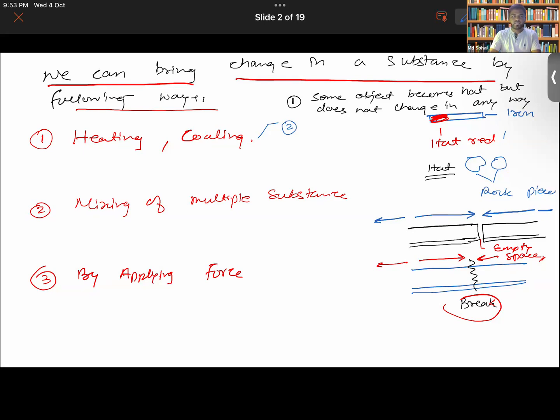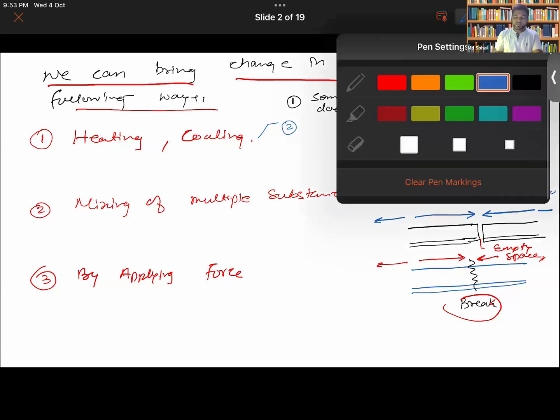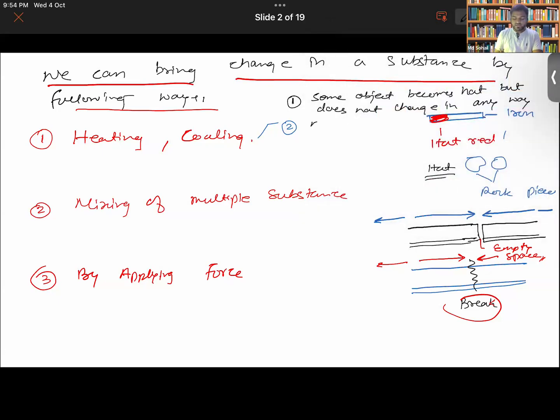Turn your camera on. So second case हमने क्या बात की? We saw that some objects become hot and expand. Should I start the notes from here? Yeah, from here we can. This is the first page. Okay, now from here you can start. So some object becomes hot and expand. Example is railway tracks.